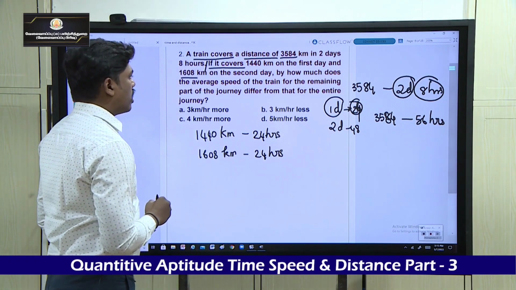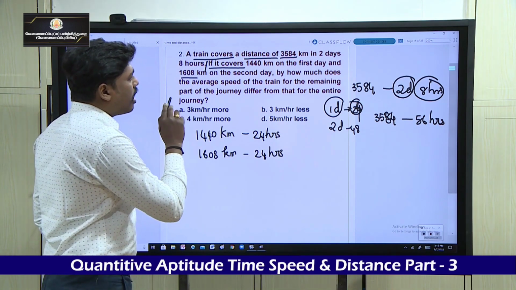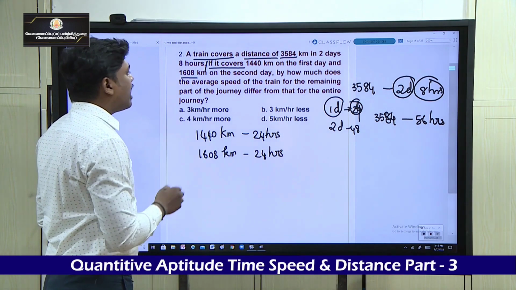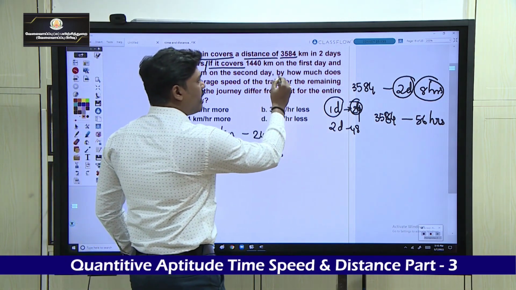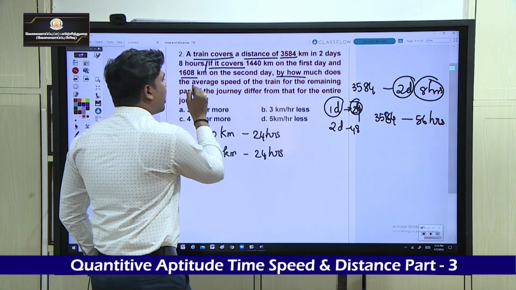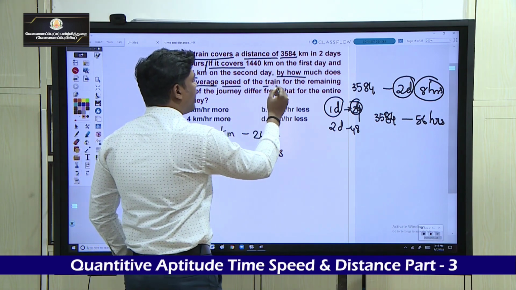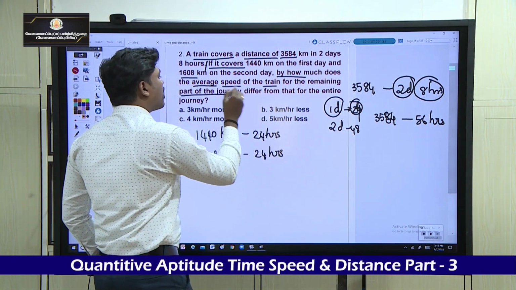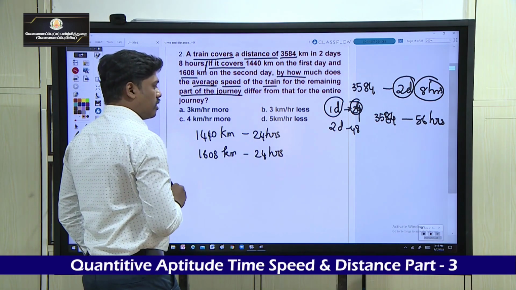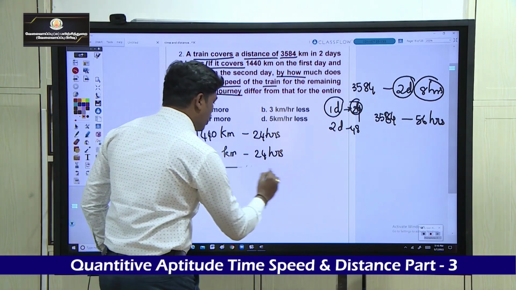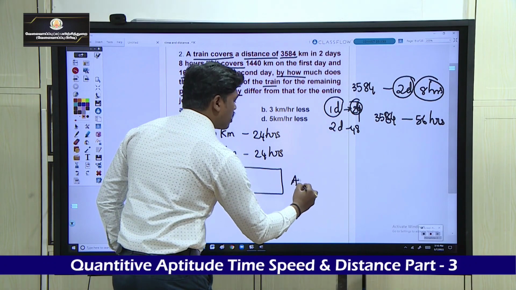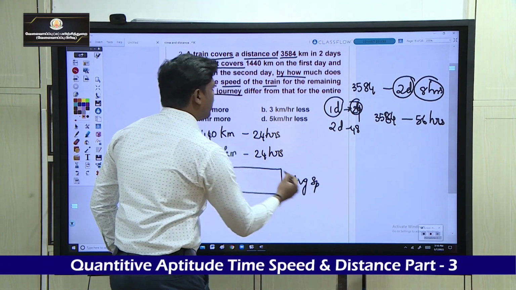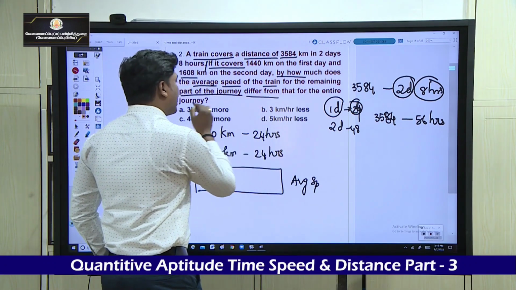Okay. Now, by how much does the average speed of the train for the remaining part of the journey differ from the entire journey?